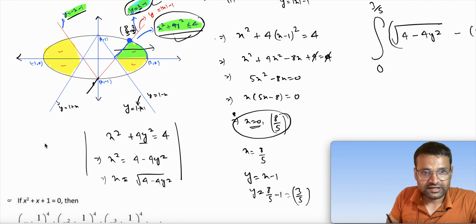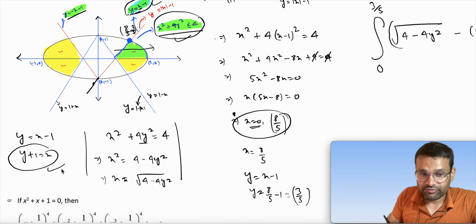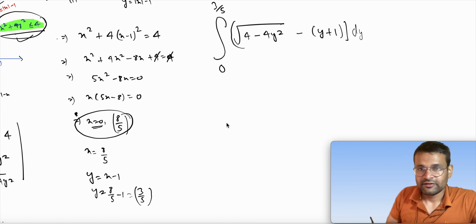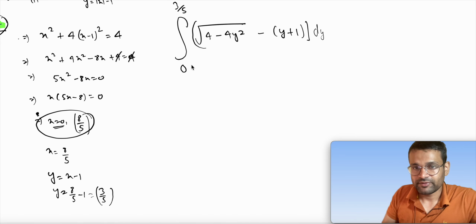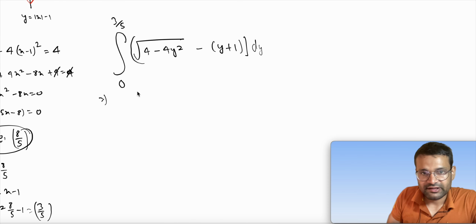Similarly we do the straight line, y equal to x minus 1. No, this minus 1 was shifted here, so y plus 1 equal to x. So we transform both functions in y. That's why I'm writing here y plus 1. Now we subtract, and now we solve this one. Solving this part is very simple.